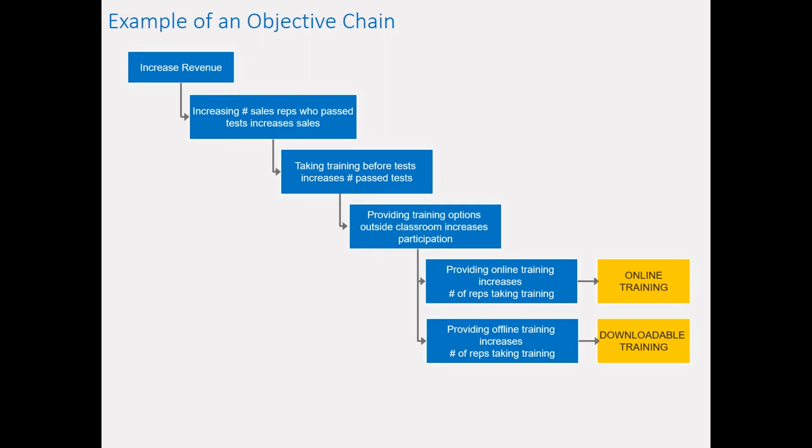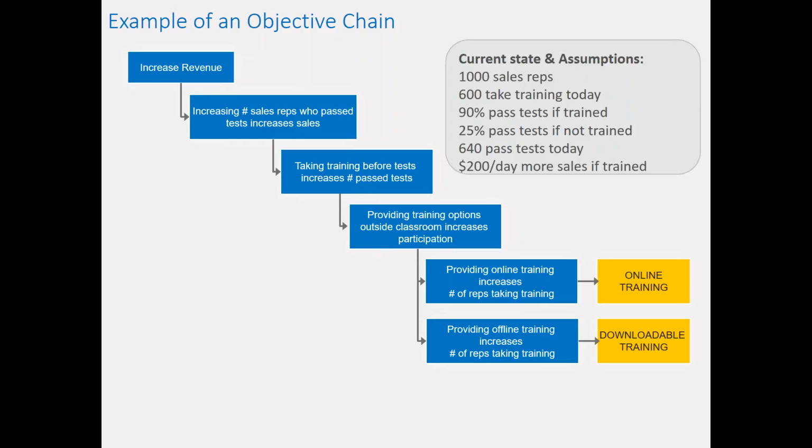So that's kind of what I'm doing, walking from right to left up the stair step here. If I provide online training, more reps take the training. Providing training options outside the classroom increases participation. If people participate in training, they pass tests. If they pass tests, then they sell more. And now I am achieving my outcome in some form or fashion. Okay, so training is important. This is the online aspect of it.